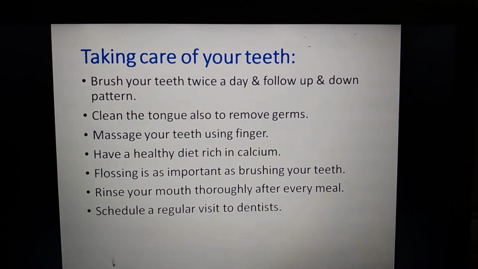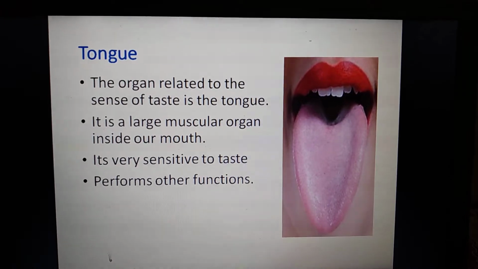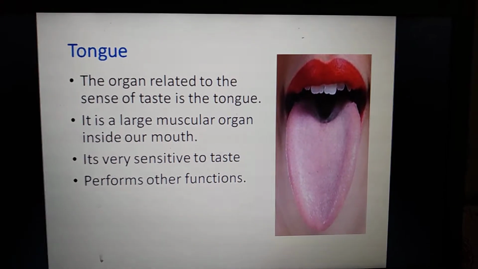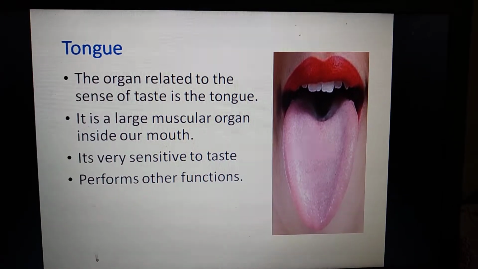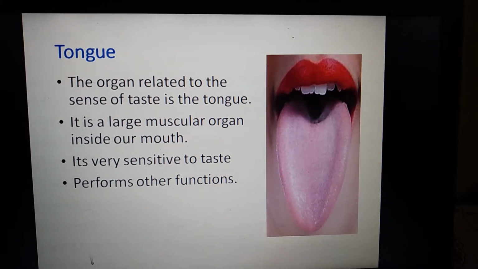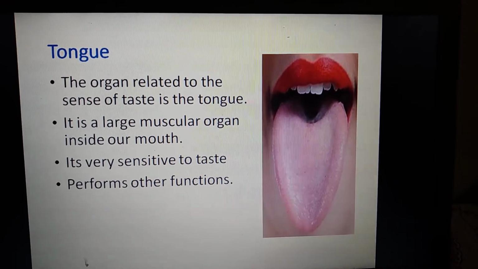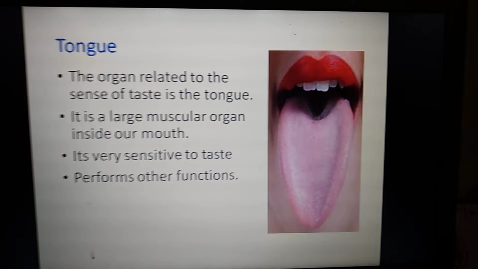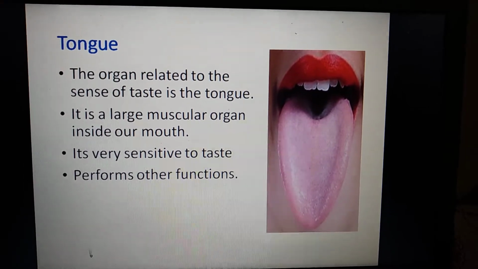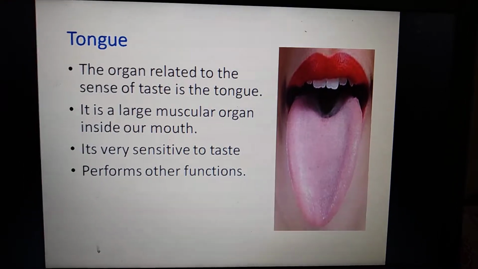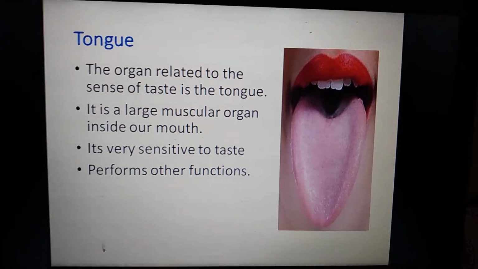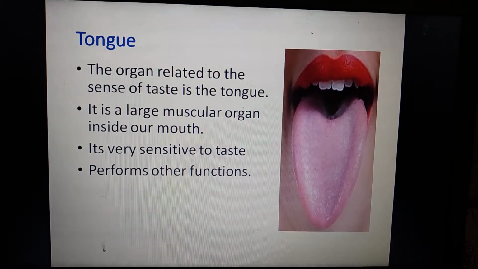And next, we are going to study about the tongue. The tongue is one of the sense organs, right? It helps us to taste the food. Your mother prepares all yummy food, right? So when you taste the food only, you can say whether it is salt or sour or salty, whatever it is.